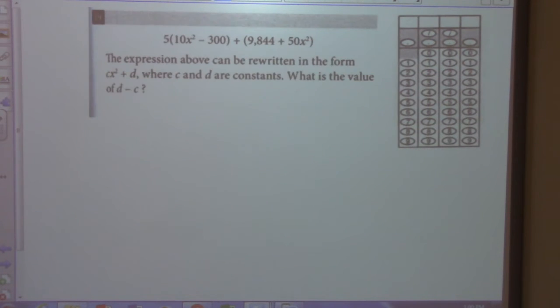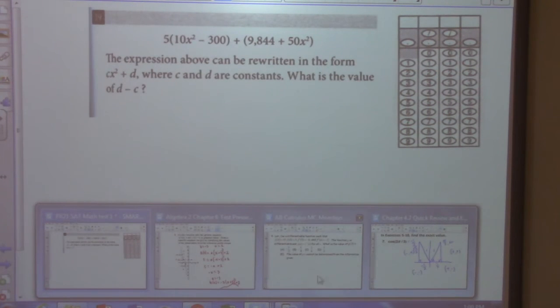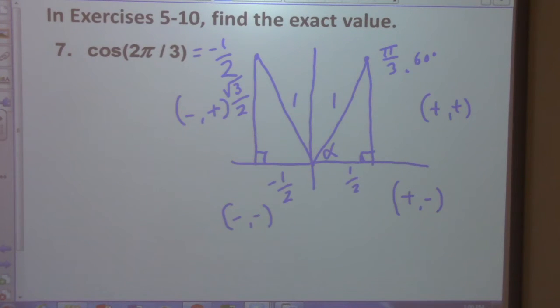Oops, got the wrong thing here. Hit the wrong button. Okay, yes.